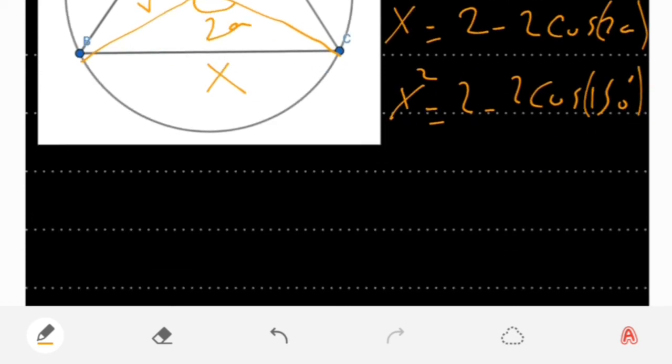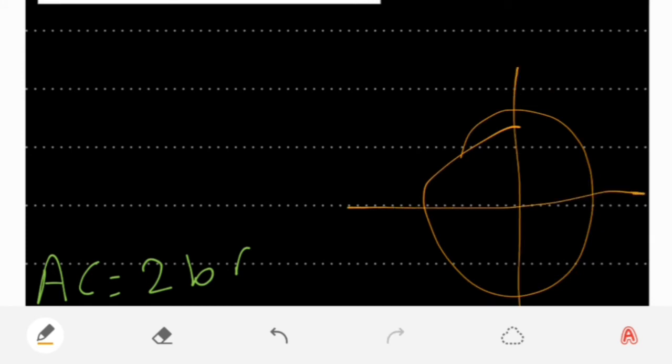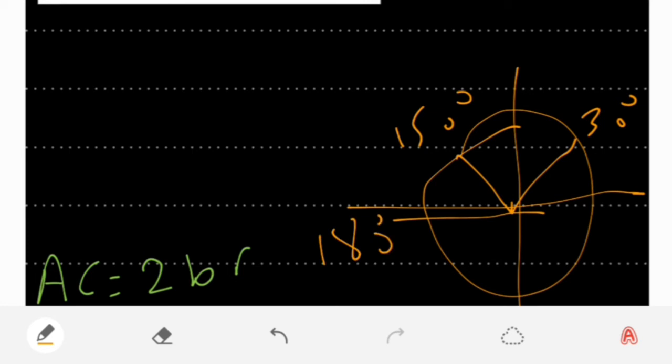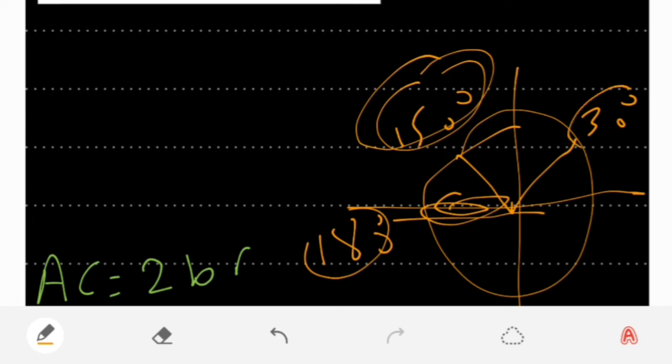Now, if you don't remember, the cosine of 150 degrees: if this is 30 degrees, here it's 150 degrees. You can do 180 minus 150, and you will get 30, right? Because the cosine of 150 is equal to the minus of the cosine of 30 degrees. Why the minus? Because it is on the minus side over here, okay?